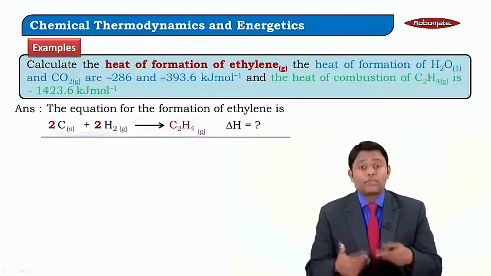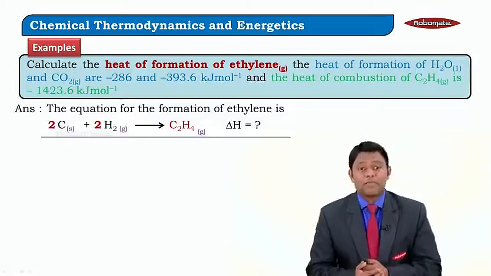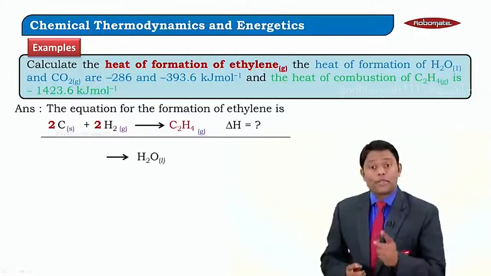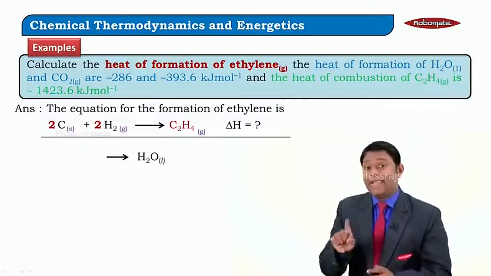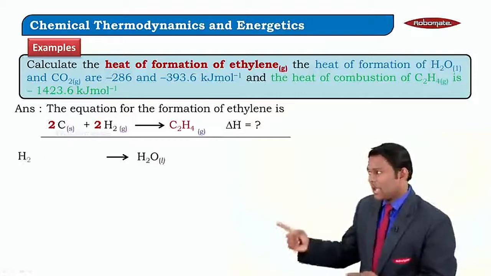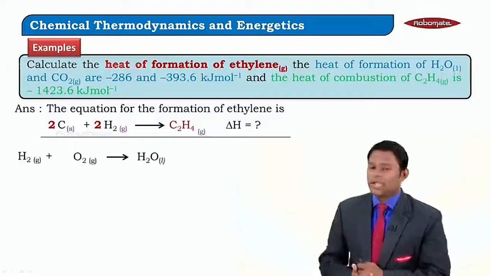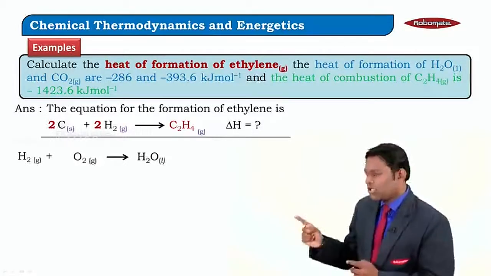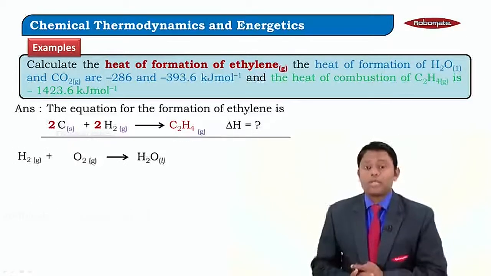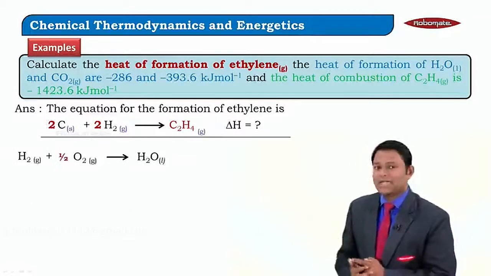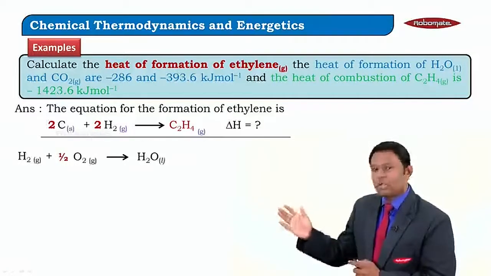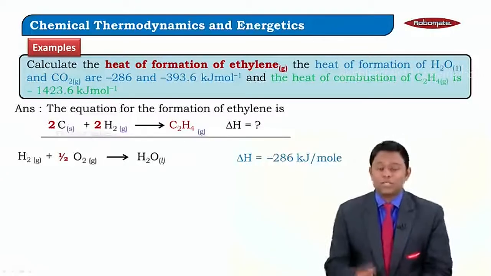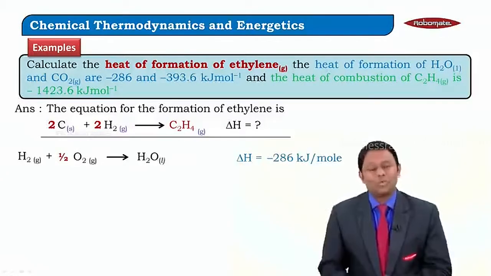The equations which we have to use: the first thing given is formation of water. Water will be formed from its elements in their standard state, that is hydrogen and oxygen in the gaseous form. Since it is formation of water, we cannot change the balancing of H2O. So the equation becomes H2 plus half O2 giving you H2O, and only then the delta H value is minus 286 kilojoule per mole.